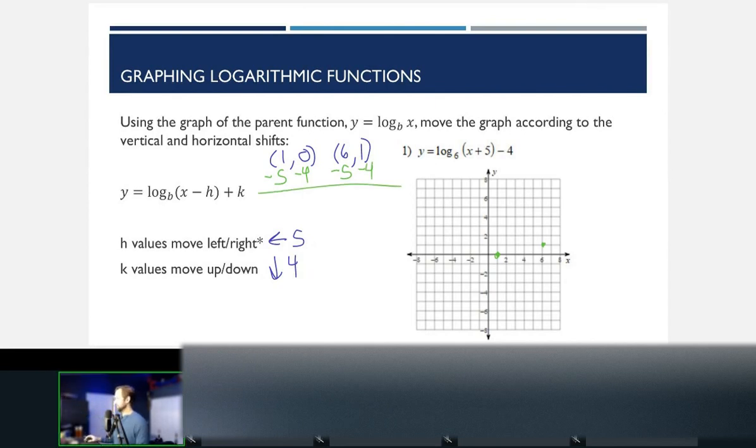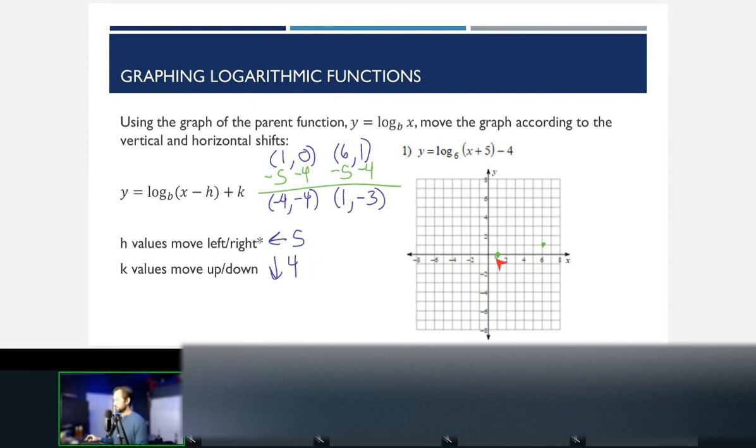So 1 minus 5, I'll go back to blue color. So 1 minus 5 is -4. And then 0 minus 4 is -4. So there's my first point. And then my other point that I had to shift, 6 minus 5 is 1. And then 1 minus 4 is -3. And we can see if those are true.